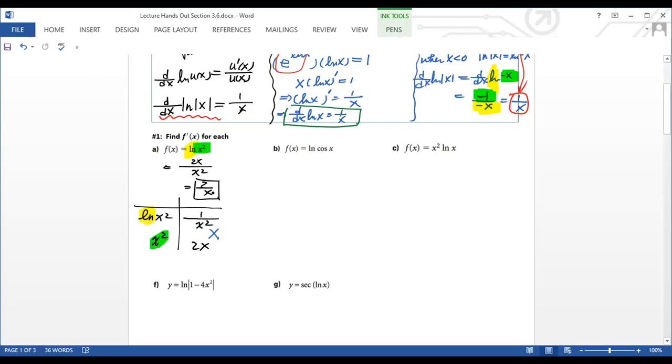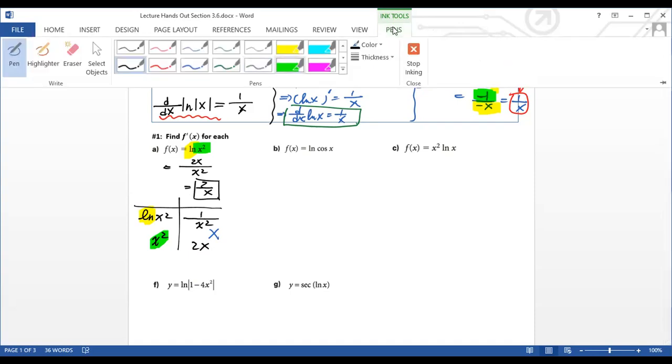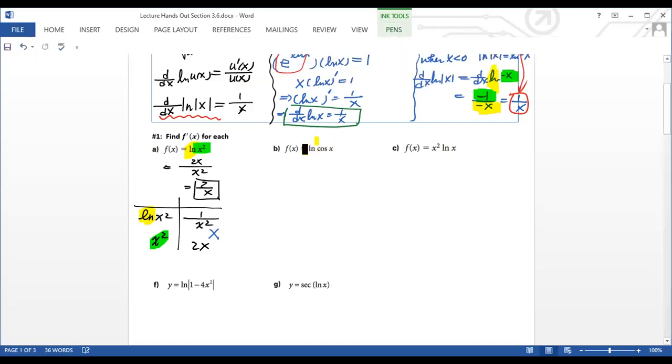All right, now for part B, let's see if we are able to do it directly without putting down a little table, since we are very familiar with the chain rule. Firstly, I recognize it's a natural log. Then the second layer is cosine x. So we take the derivative of the first layer.